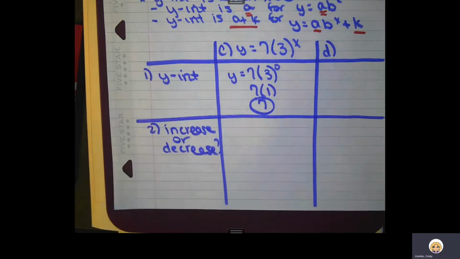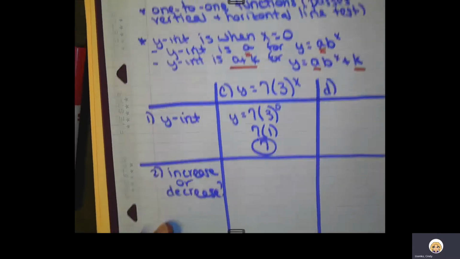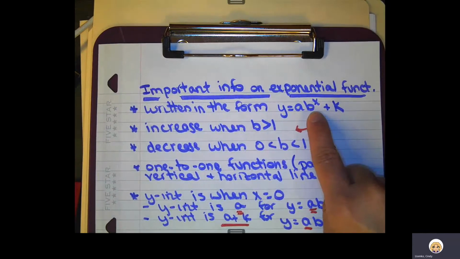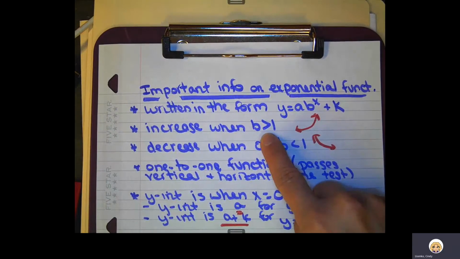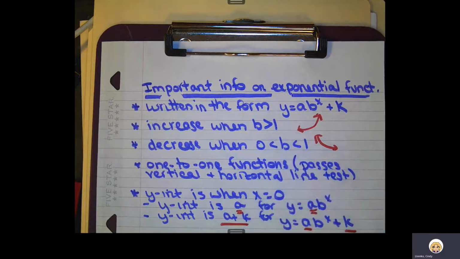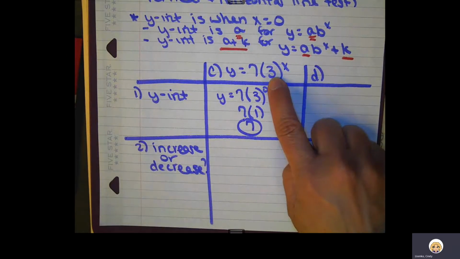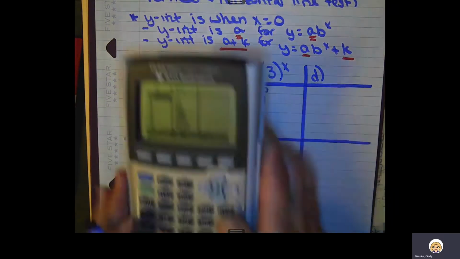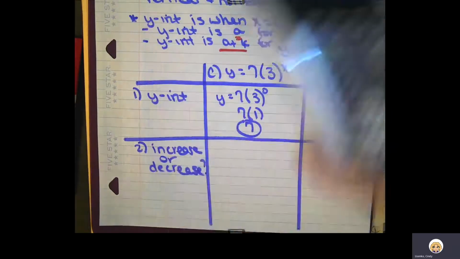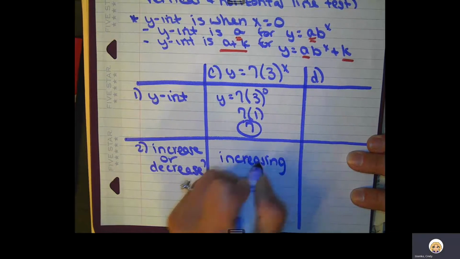Well, we could do this a couple of ways. We can look at the graph and see what's happening from left to right, or you can look at the note above. It is increasing when that b value, the base attached to our exponent, is greater than 1. It's decreasing if that base is from 0 to 1. So if you look at our example, this is our base, 3. 3 is greater than 1, so it's increasing, it's going up. If I was to go to my calculator and hit graph, notice it's increasing from left to right. So we're going to put increase or increasing.